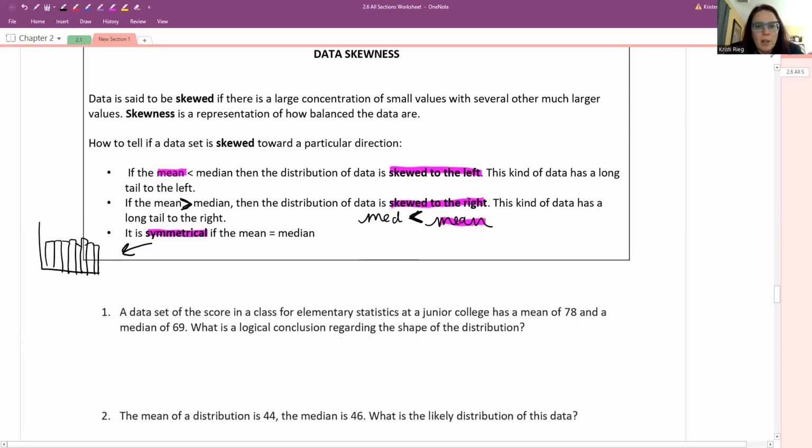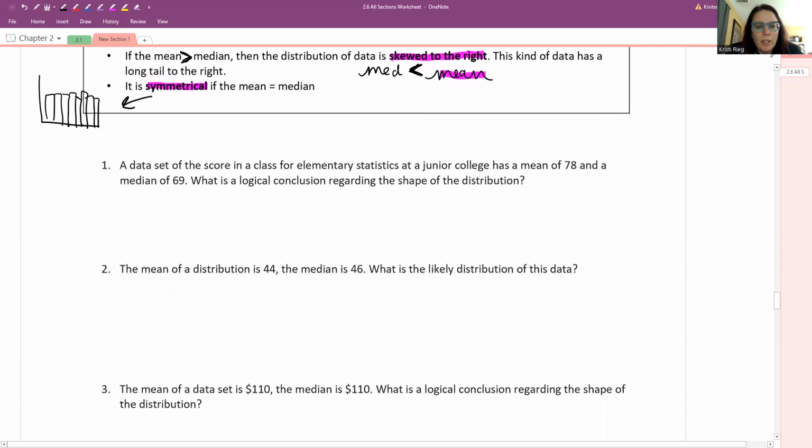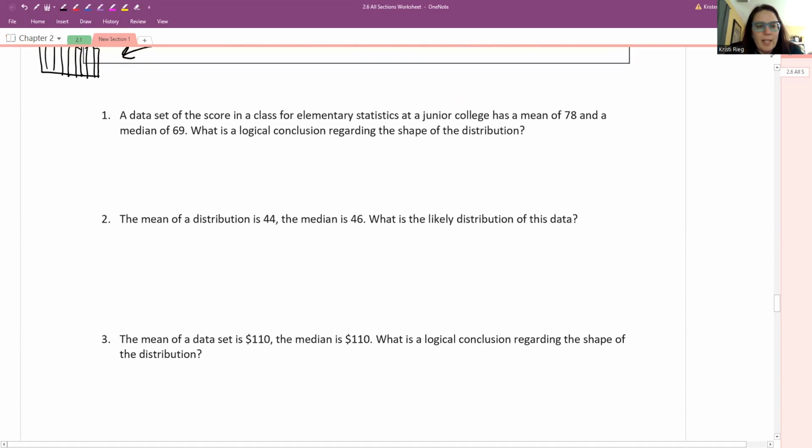Okay, so looking at these three right here, it says a data set of the scores in a class of elementary statistics at a junior college has a mean of 78 and a median of 69. So what I like to do first is write them in number order. 69 is the median, that's smaller, and 78 is the mean. So now, because they're in number order, I can see that the mean is on the right. So with regards to the shape, this is skewed right.